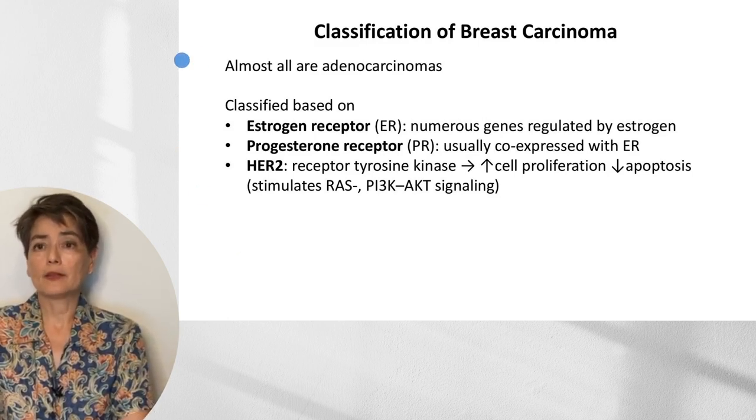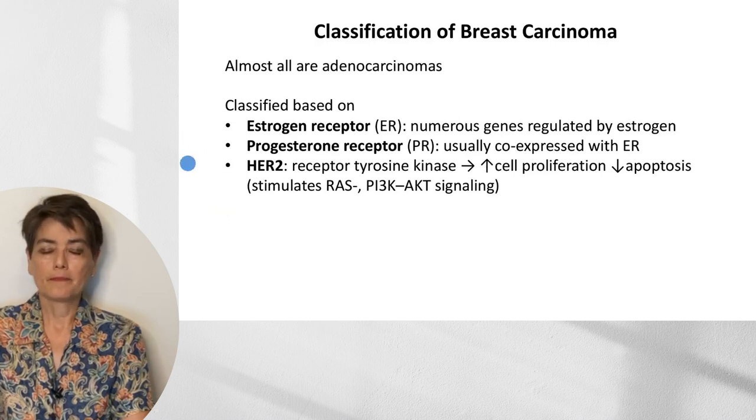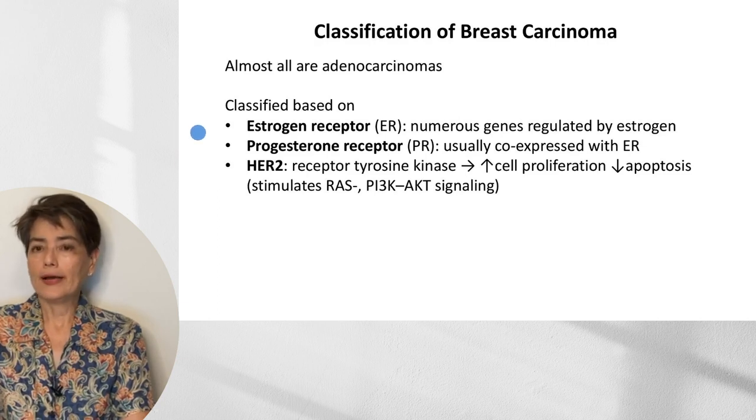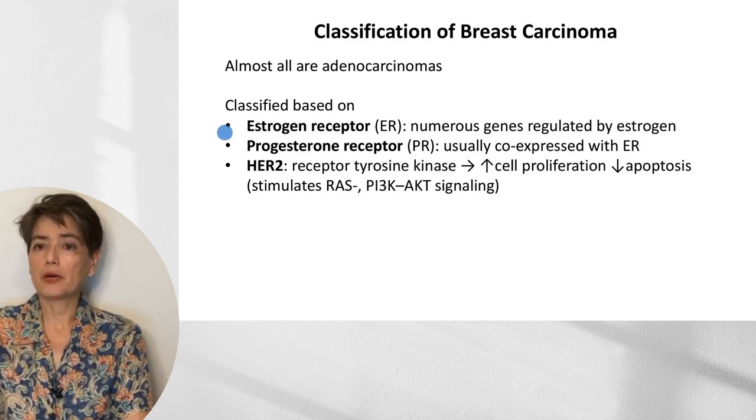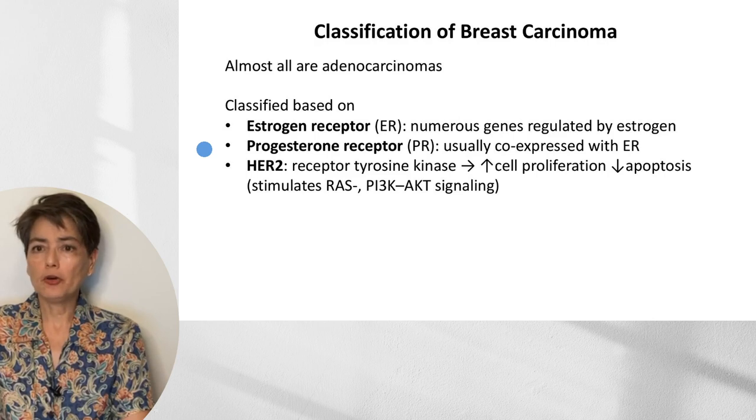Let's begin by looking at the biologic group. So first, we need to recognize that almost all cancers of the breast are adenocarcinomas. And they are going to be classified into their biologic groups based on the expression of three proteins. So estrogen receptor, progesterone receptor, and the protein HER2. Now, estrogen receptor we talked about in the previous video because lifetime exposure to estrogen increases risk of breast cancer. And the reason is that many genes are regulated by estrogen. Progesterone receptor tends to be co-expressed with estrogen receptor.